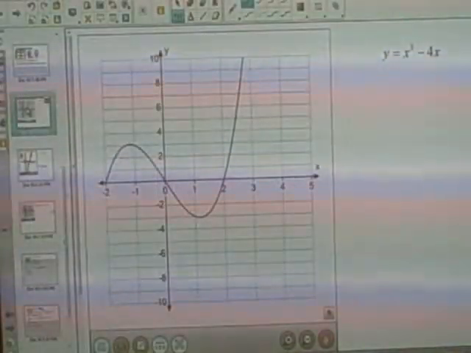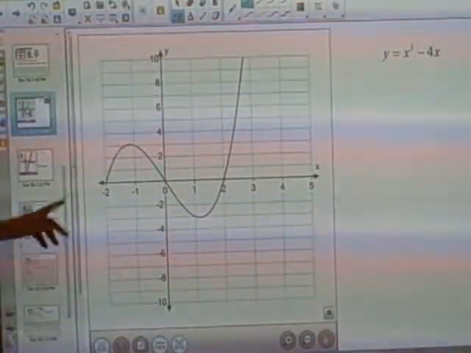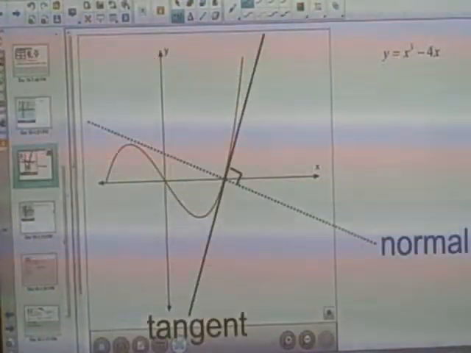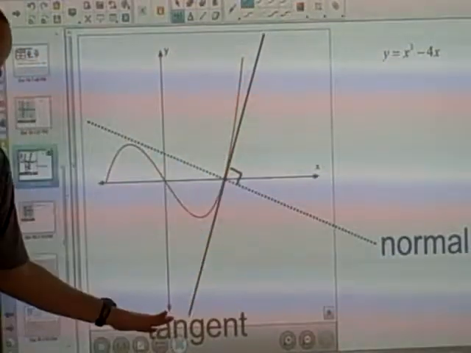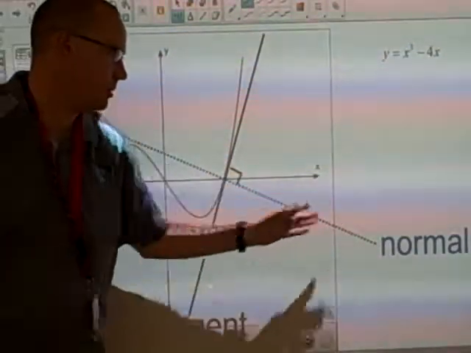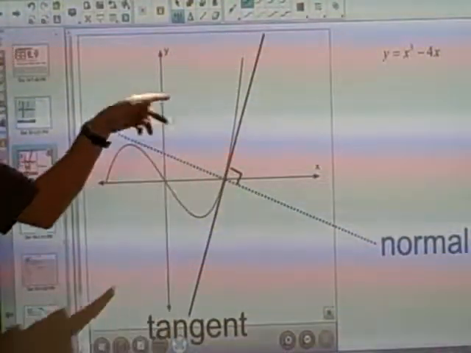So let's look at an equation, y equals x cubed minus 4x. So you can see we've got a nice curved shape here. And last lesson we looked at tangents. The tangent is the one where the line just touches at one point. Now we have another word of vocabulary as well, which is the normal. And the normal is just perpendicular to the tangent.